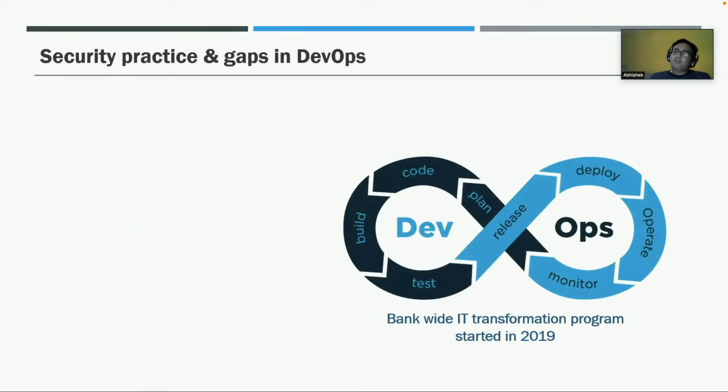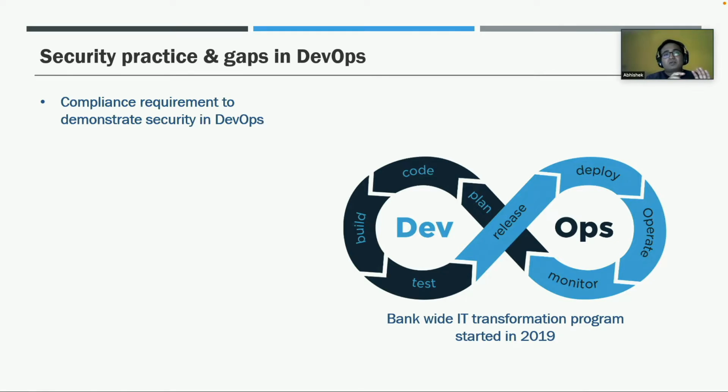Okay. So back in 2019, an IT transformation program was started in ABN AMRO. So teams had to adopt the DevOps culture, the DevOps way of working, where they will get the autonomy, which not just increases the responsibility for dev and ops, but for security as well.